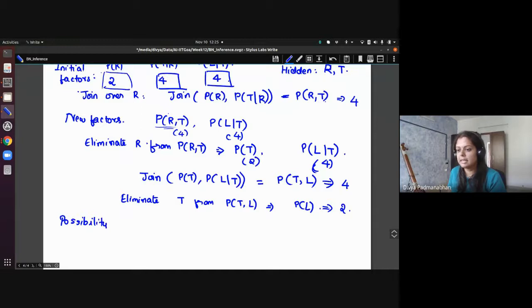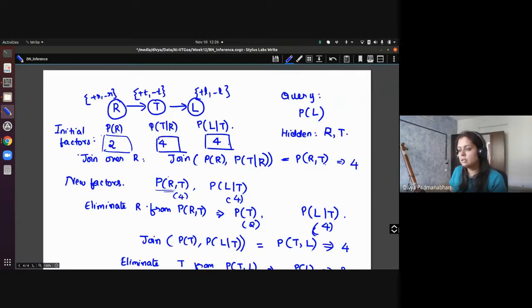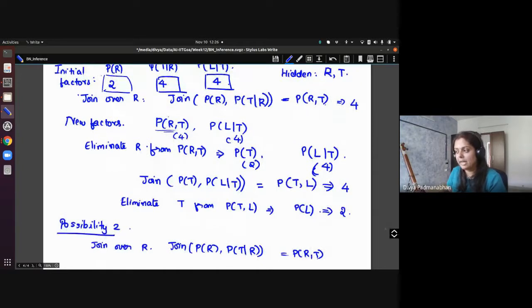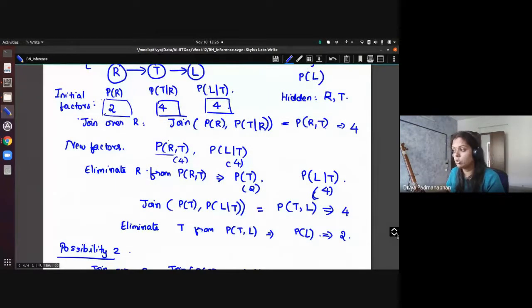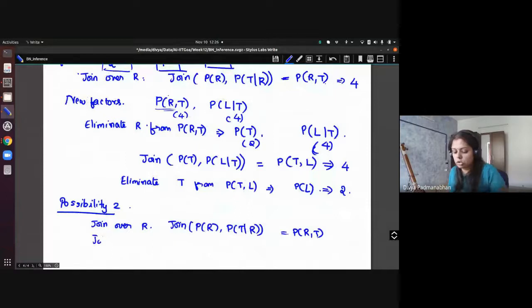So the second possibility is first do a join over R. That gives you the join of P of R and P of T given R, which gives you back P of RT. Now I can do a join with P of L given T. So the factors I have now are P of RT and P of L given T.